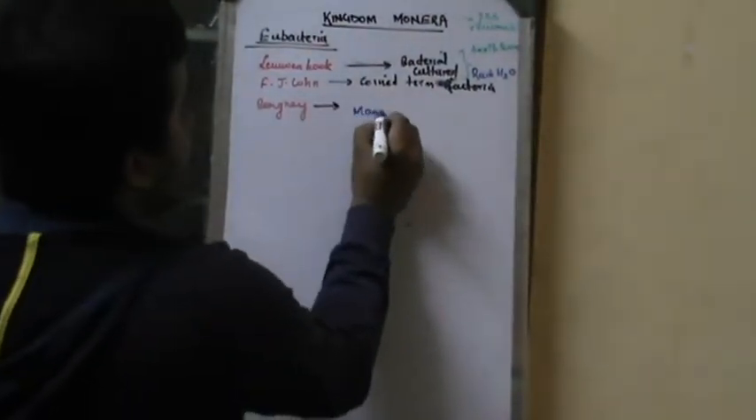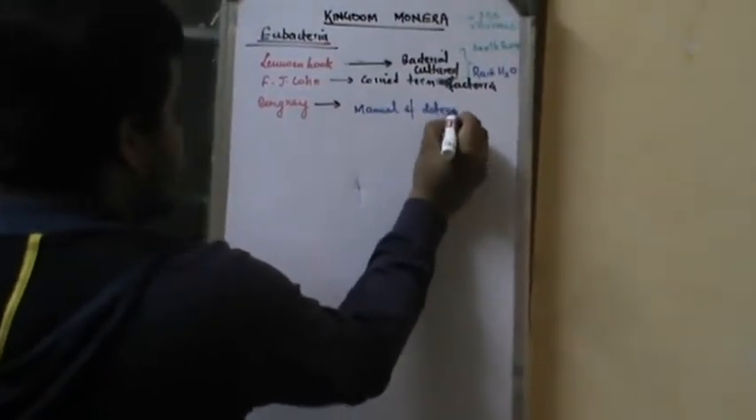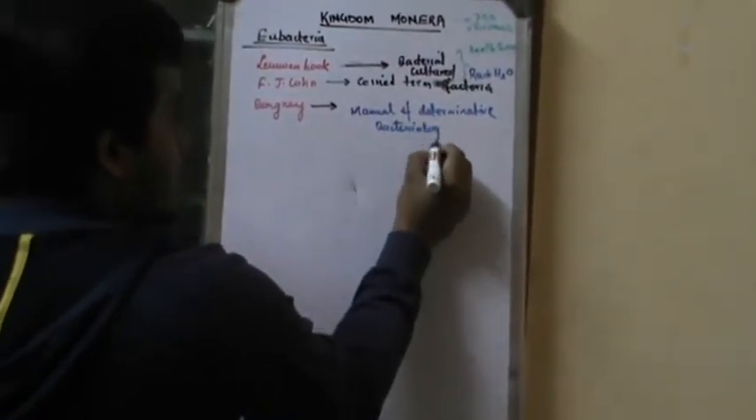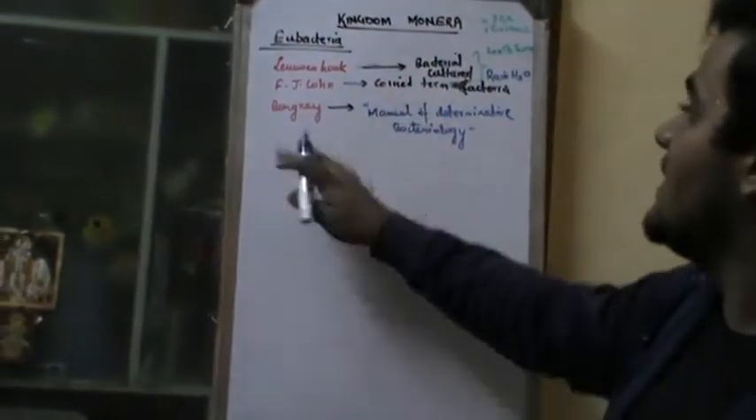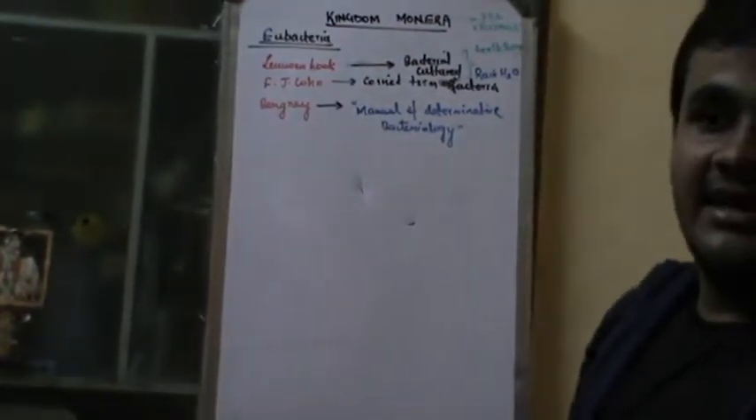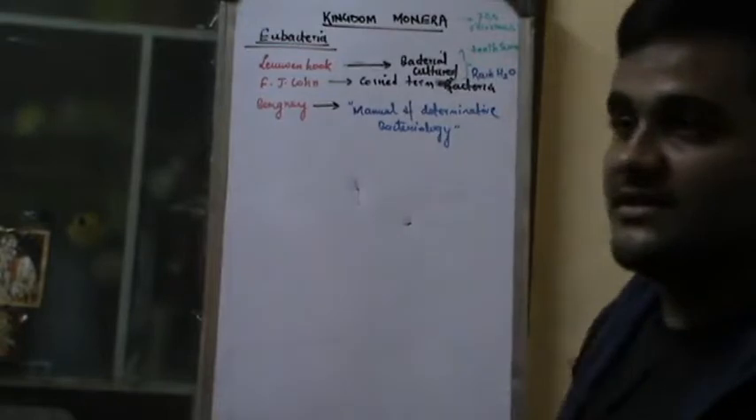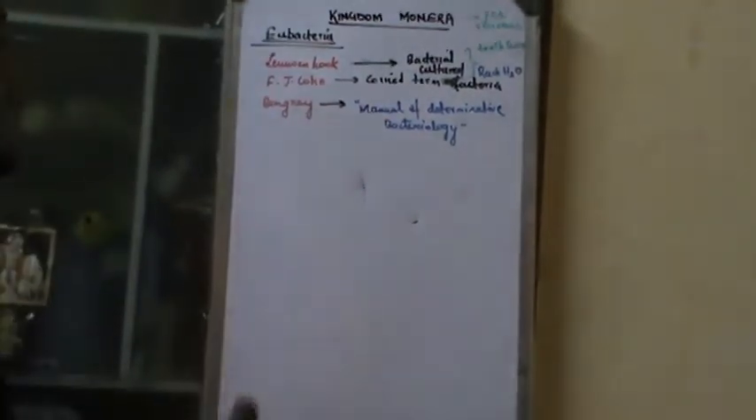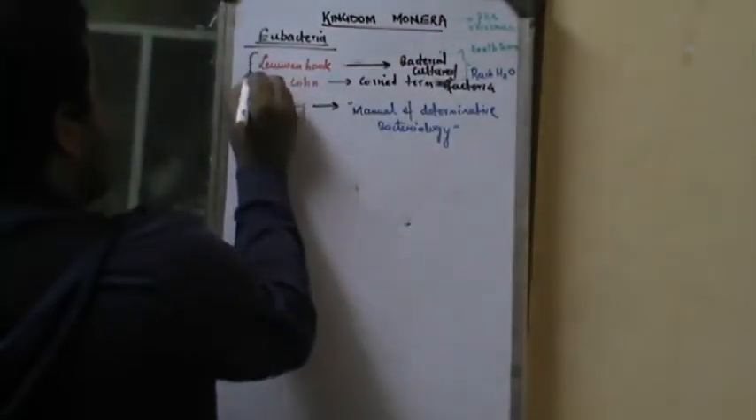There was a very famous book, namely Manual of Determinative Bacteriology. This is the particular book which is now considered to be the Bible of the study of bacteria. Why? Because this book has everything about bacteria. Everything you want to know about bacteria is given in this book. So that's the name of the book, Manual of Determinative Bacteriology. It was given by Berkeley, and that's why he is called the co-founder of the studies of bacteria, kind of. So this was the basic history.